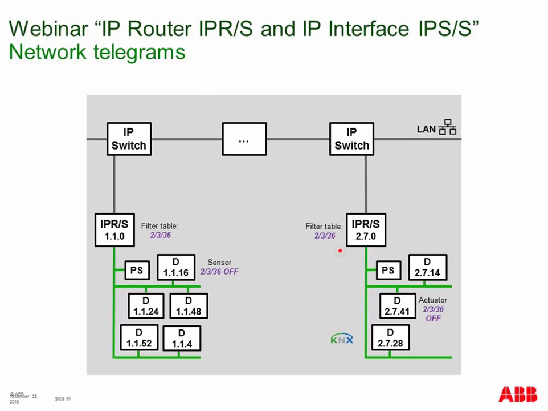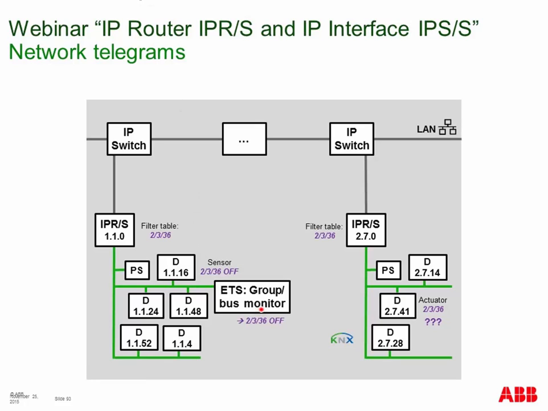So what happens when we press the rocker and our light is still on or still off? So the actuator is not reacting. What can we do? We can do some steps. The first one, for example, is to start our group monitor via the USB interface. We press the rocker and then we can see, yes, there is a telegram, or no. So we can check if the sensor sends the correct group address and the correct value, on or off. Then we are sure, yes, the sensor is okay.